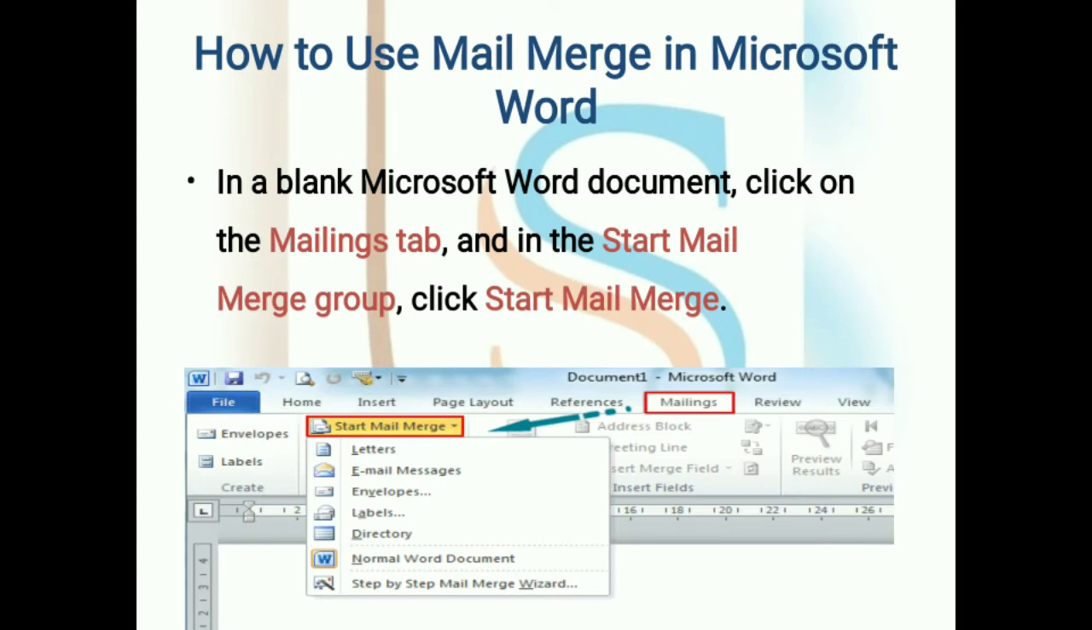So the next thing is how to use mail merge in Microsoft Word. How can we use it? Firstly, you will open Microsoft Word. Then you will go to the Mailings tab. Many tabs, many ribbons are there: Home, Insert, Page Layout. So you will go to the Mailings tab. Under the Start Mail Merge group, you will choose the option Start Mail Merge.